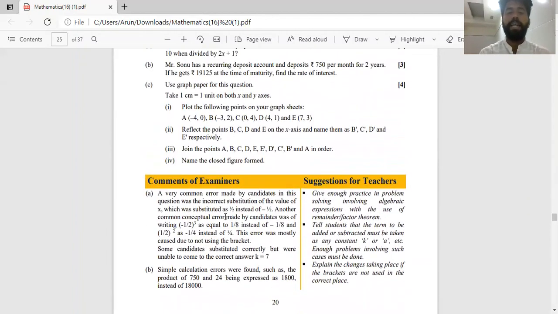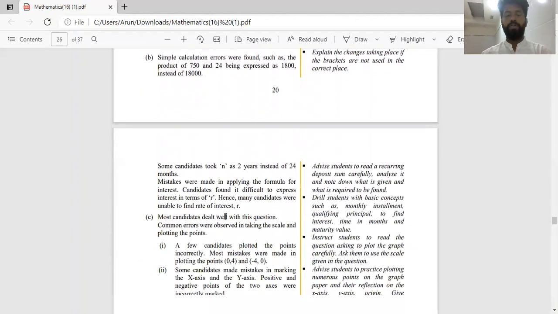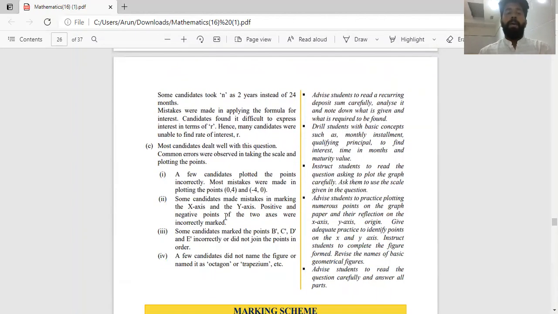Next question is from reflection. You have to plot 5 points and reflect them in the x-axis. So most candidates dealt well with this question.